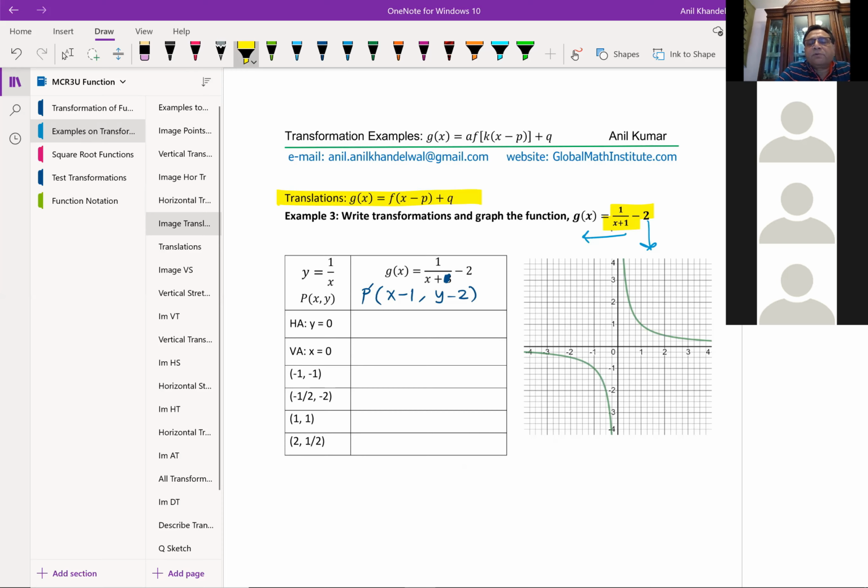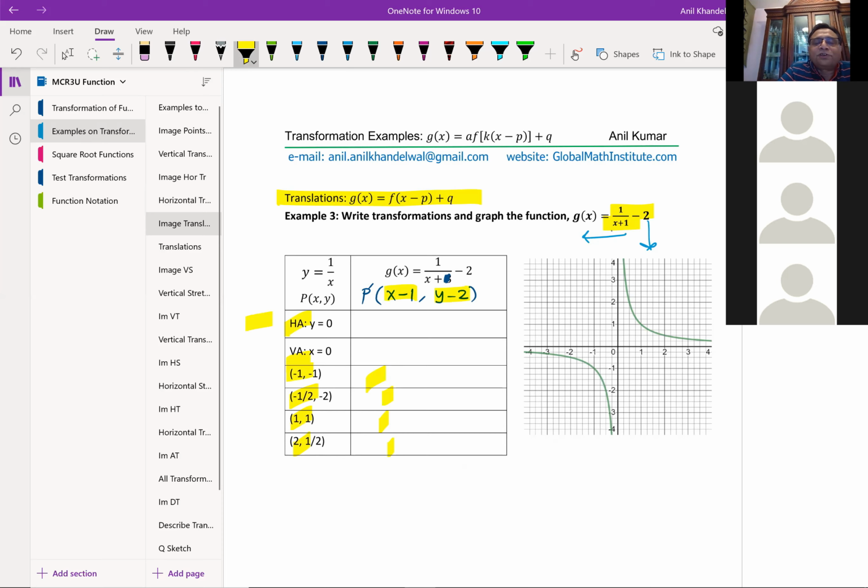So the image points I'm going to get by changing the x value by x minus 1 and the y value by y minus 2. These are the key parameters, the key points for reciprocal function. Keep a note of all this, correct? These 5, 6 values. Now, each x and y you can change and get your values.